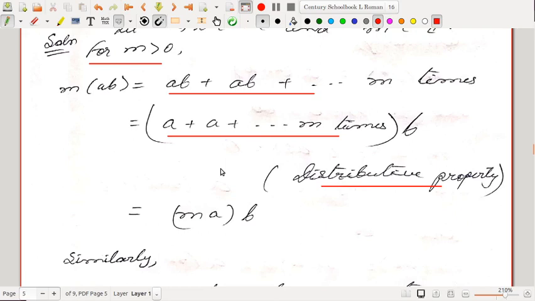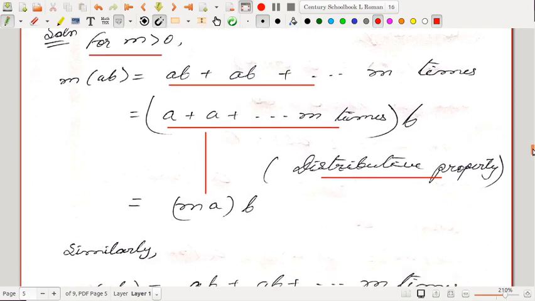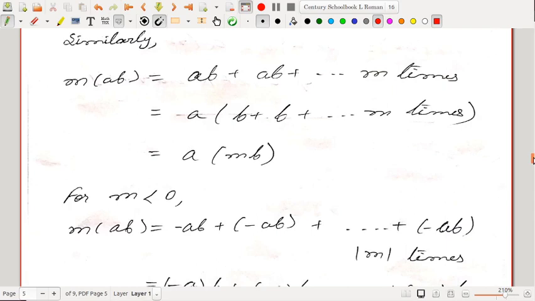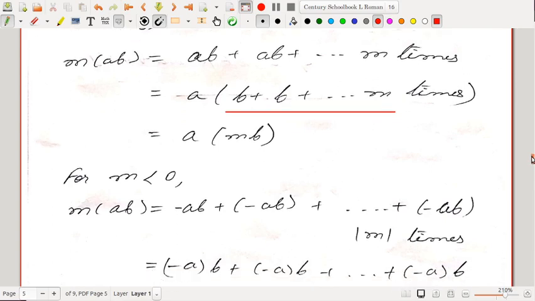So it's a repeated application of the distributive property. And what is a plus a added m times? It is nothing but ma. So it's ma into b. Similarly, for m into ab, we now apply the left distributive property. So we take a common, so a multiplied with b plus b m times, so that's a into mb. So that was for m greater than 0.